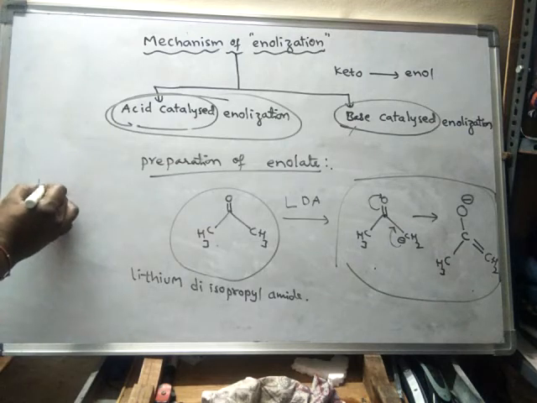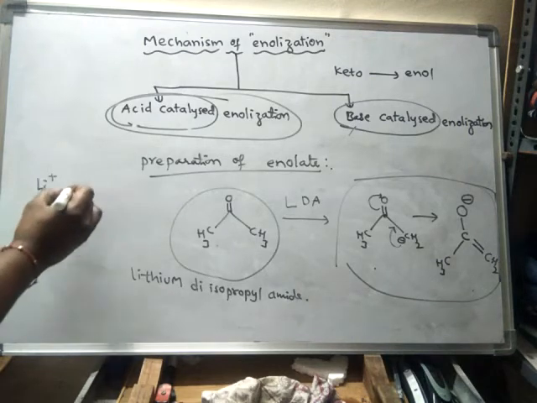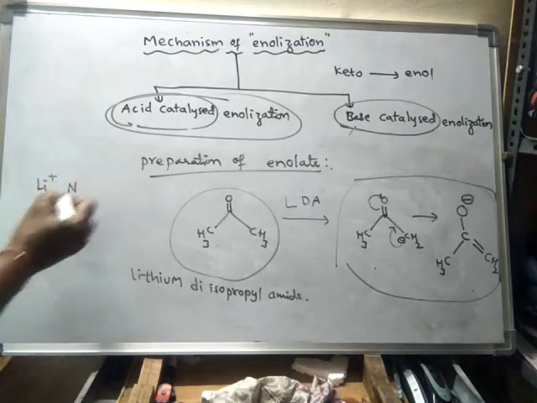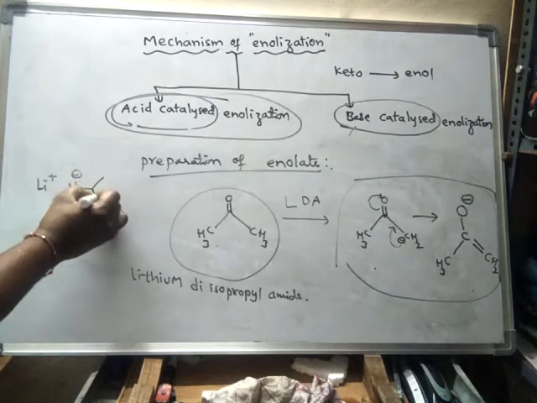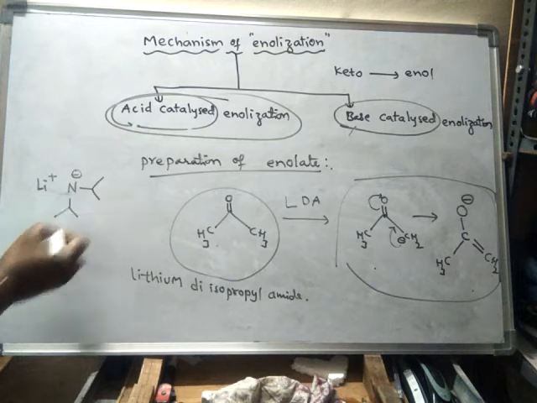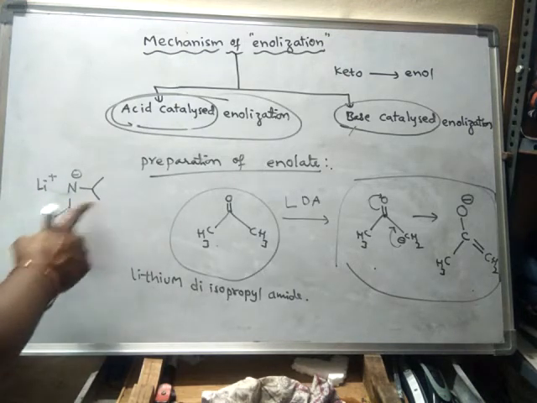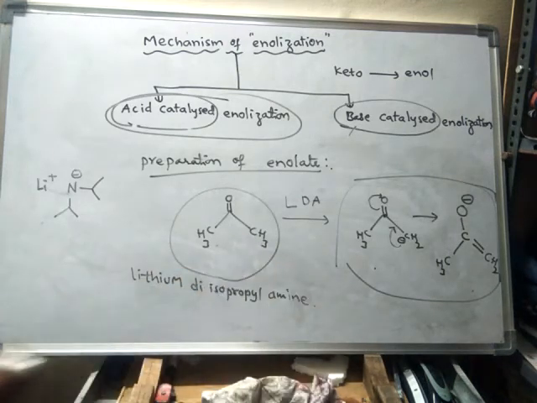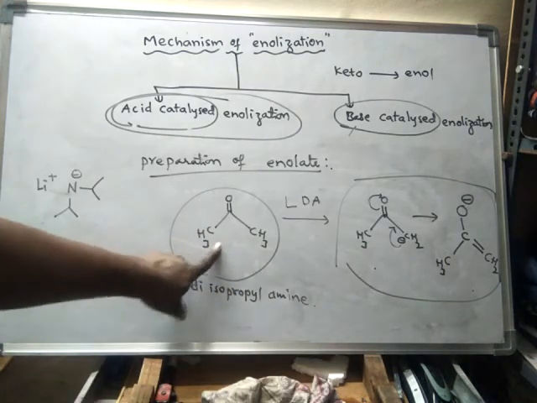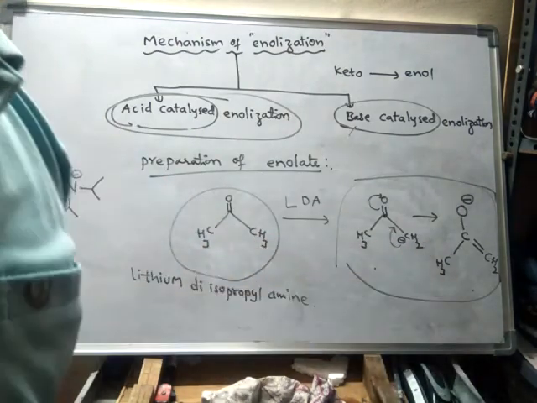The structure of this one will be Li plus, N minus. This is isopropyl, this is another isopropyl. Two isopropyl groups are present on the nitrogen. Lithium diisopropyl amide, it is an amide. Okay, so this ketone will convert into enolate ion. These two are enolate ions.